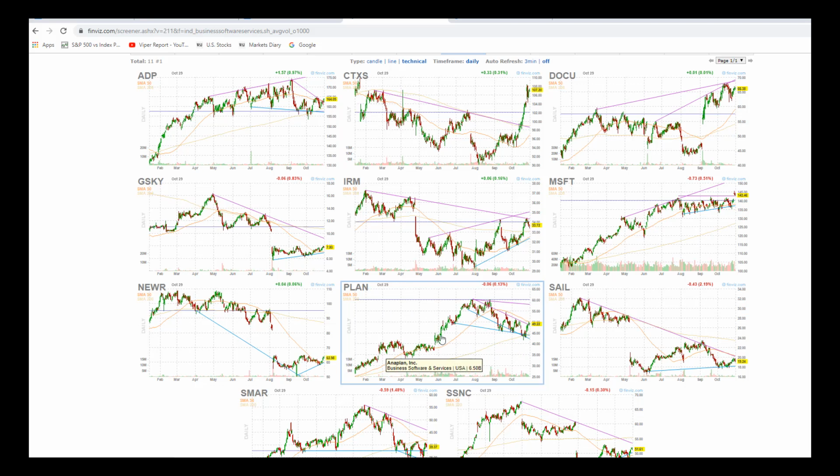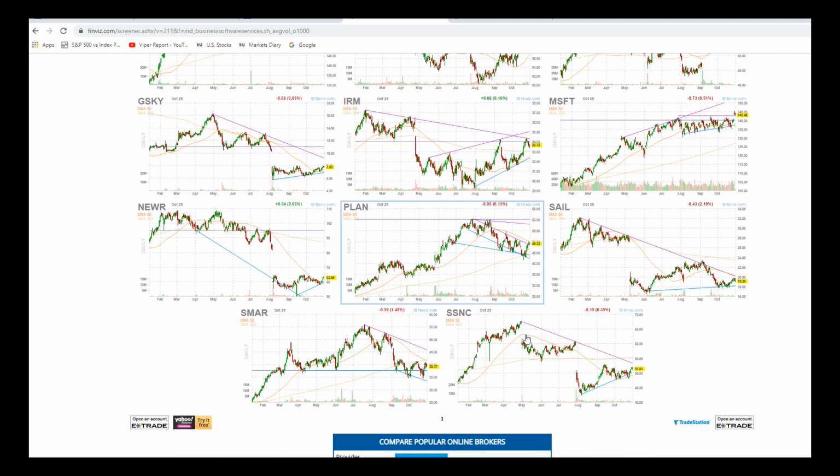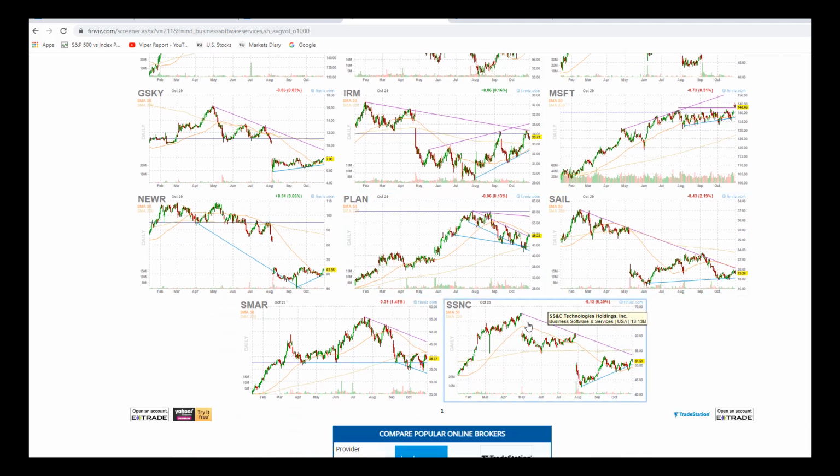Anaplan, it's had a nice move up. This looks like a pretty normal sort of correction, so that's something I'd be looking at, particularly down in that 45 range. I'd be running my other technical studies. SSNC, still in a downtrend. So this can help you find some ideas to look at for new trading opportunities.